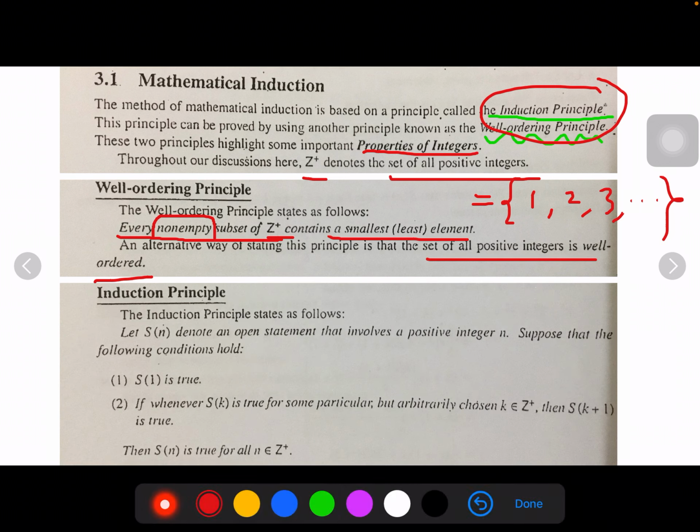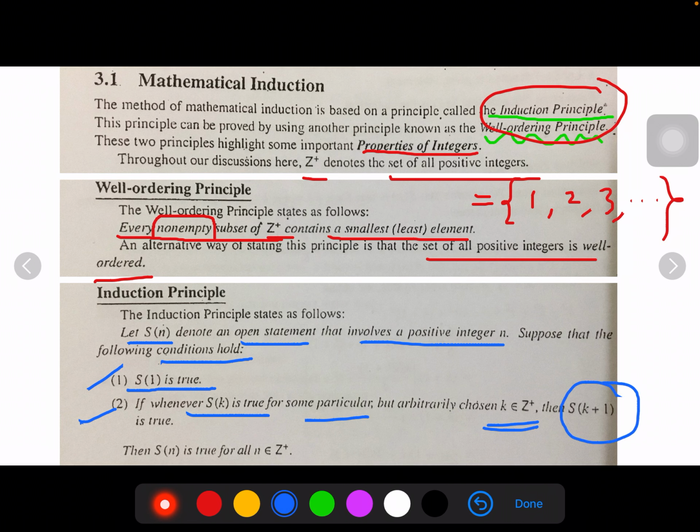The induction principle is as follows. Let S of n denote an open statement that involves positive integer n. Suppose that the following condition holds. The first condition says that S of 1 is true. The second statement says that whenever S of k is true for some particular but arbitrarily chosen integer from the set Z plus, then S of k plus 1, the next element, is also true. Then S of n is true for all the values of Z plus.